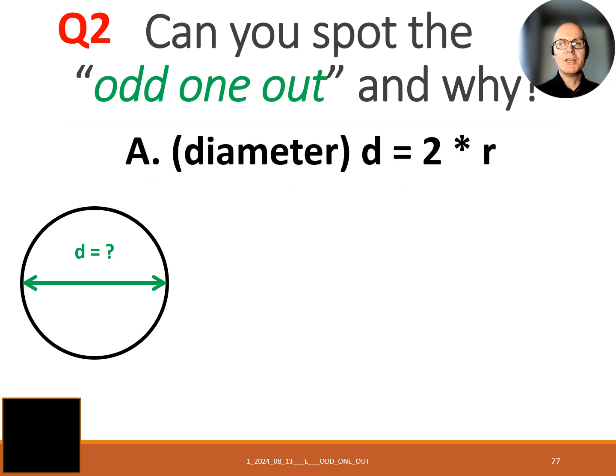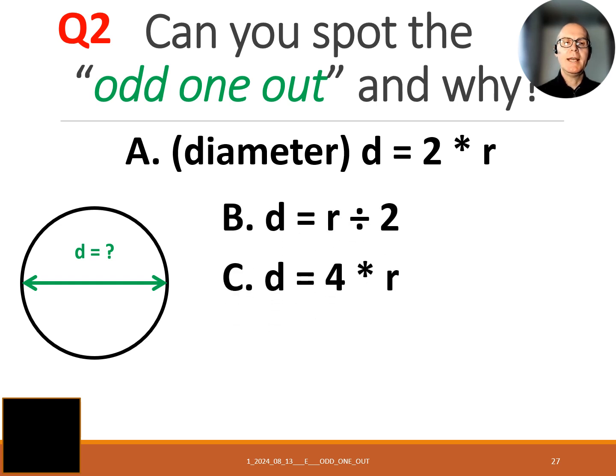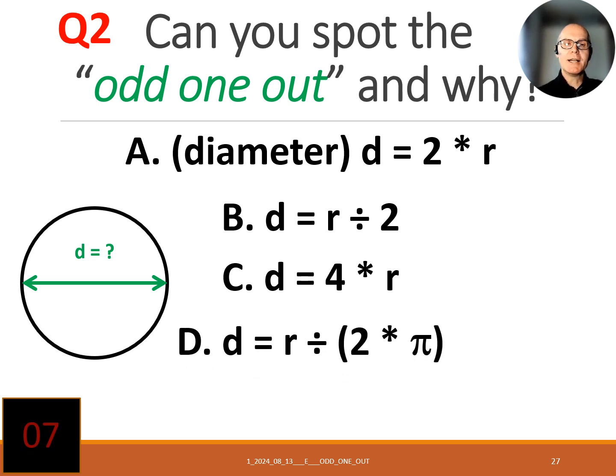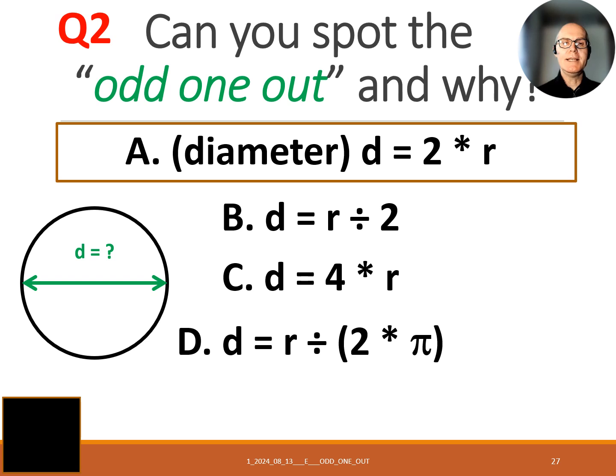Question 2 was a question about the formula for diameter of a circle. D equaling diameter, R equaling radius. Is it D equals 2 times R? Is it D equals R divided by 2? Is it D equals 4 times R? Or is it D equals R divided by 2 times pi? What is the correct formula for diameter D of a circle in relation to R radius? The answer is D equals 2 times R. Diameter equals twice the radius.